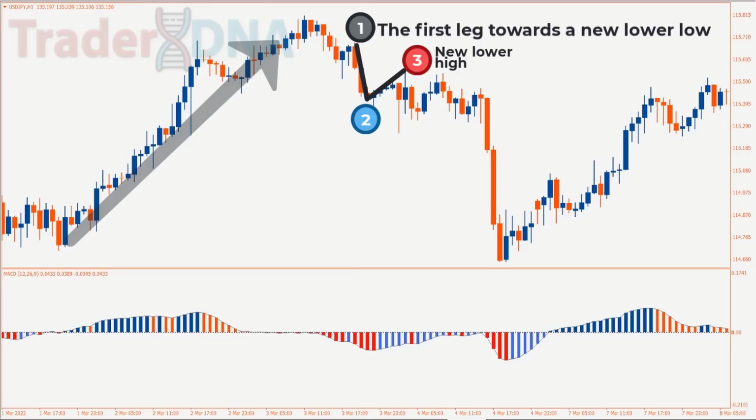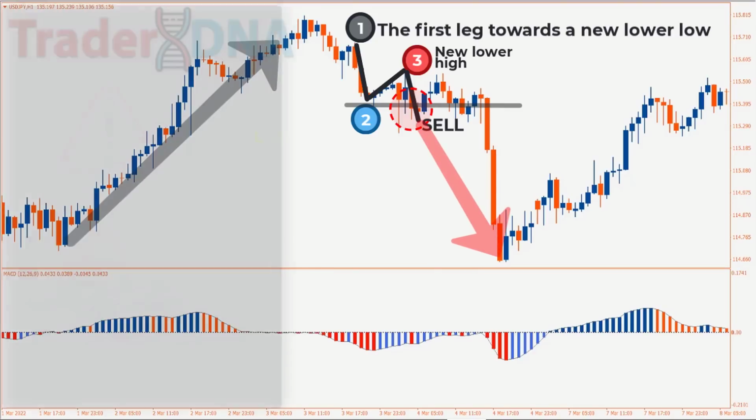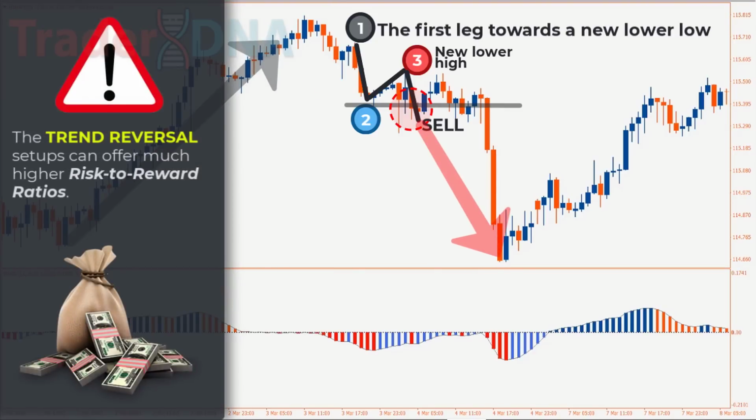If the price manages to establish a new high, the uptrend remains intact. Moving to the final leg of the pattern, the price once again descends, surpassing point 2, and eventually forming a new lower low. Personally, I typically disregard these reversal setups, as trend continuation scalping setups tend to have a higher success rate. However, it's worth noting that trend reversal setups may offer significantly higher risk to reward ratios.